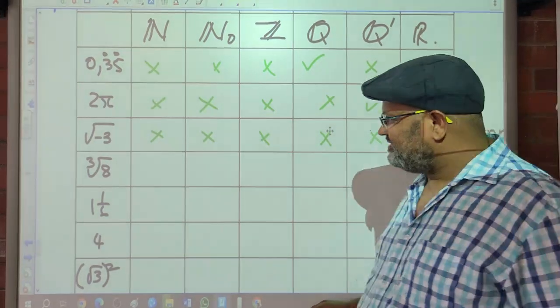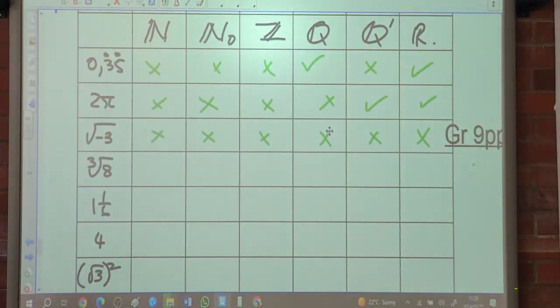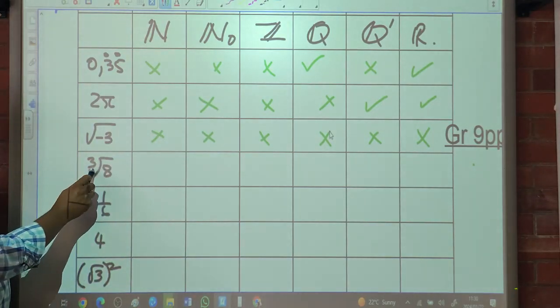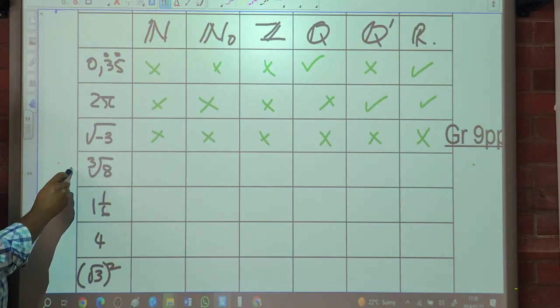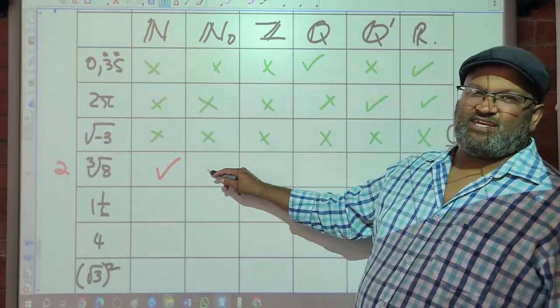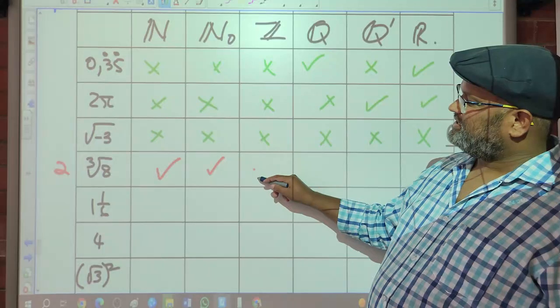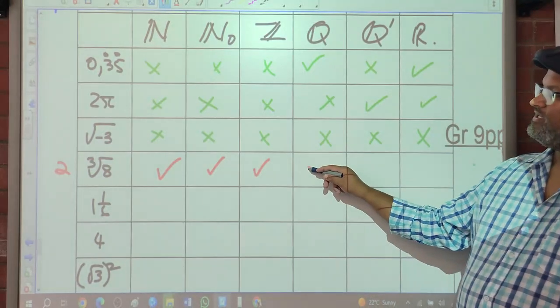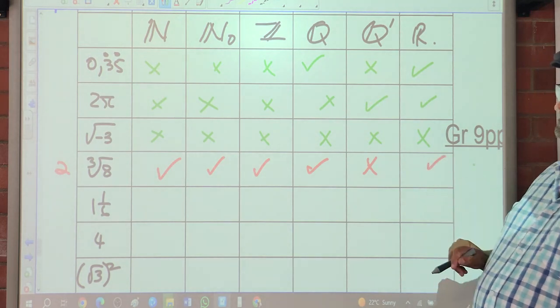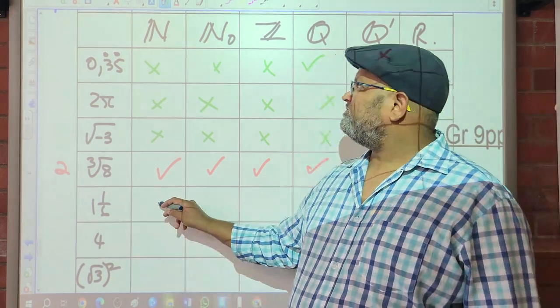Okay, so let's pause here a bit. Alright, so let's look at the next 4 quickly. The cube root of 8 is 2. So is that natural? Yes. This category? Yes. Yes. Yes. No? Yes. 1 over 6.